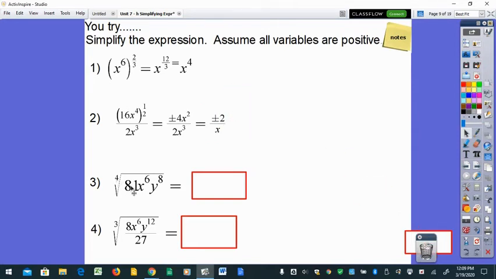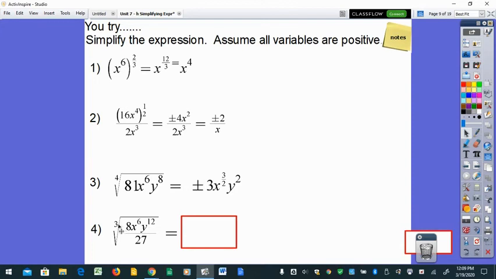Okay, the 4th root of 81, I'm expecting 2 answers there because it's an even root of a positive. And then the 6 divided by the 4, the 8 divided by the 4. That's the quick way to look at how to simplify that radical. So the 4th root of 81 is plus or minus 3. 6 divided by 4 is going to leave us with a rational exponent of 3/2, and 8 divided by 4 is going to give us y squared, and that's as good as it gets on that one.